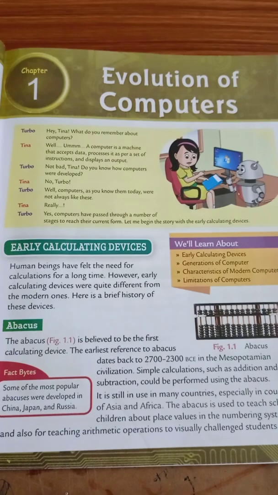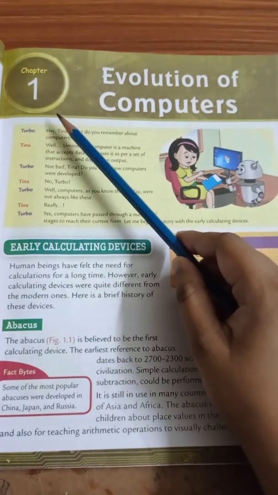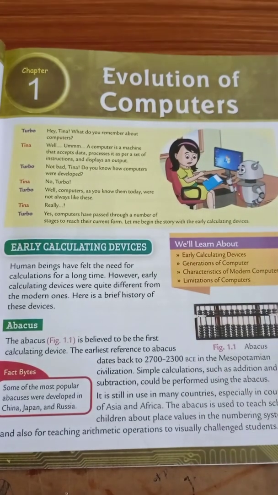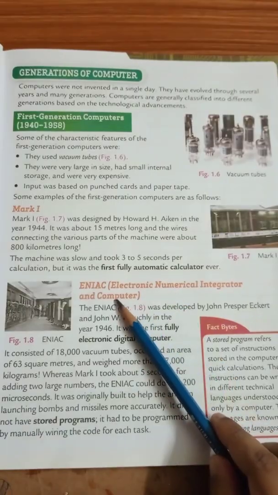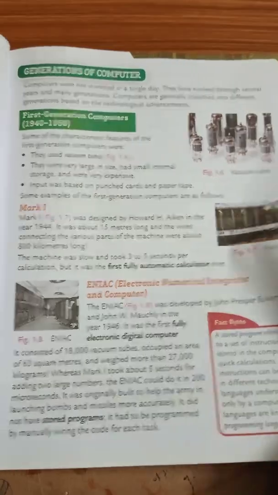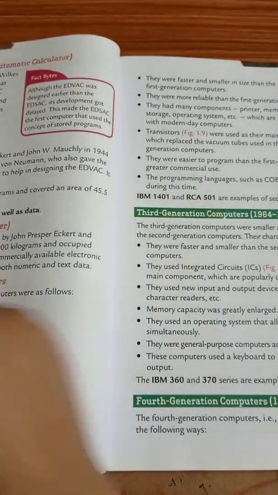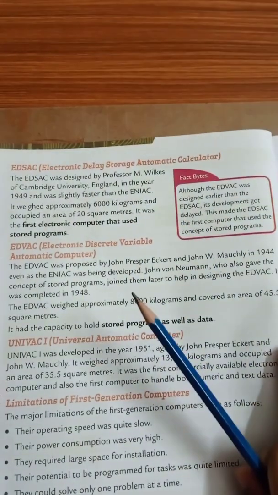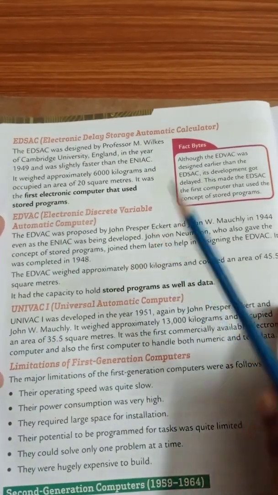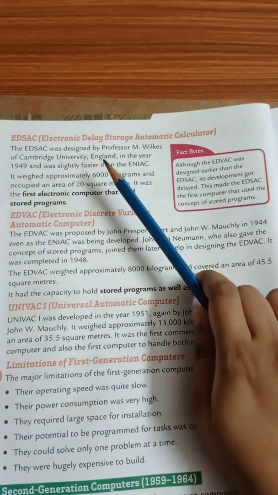In this class, I will discuss the second part of the first chapter, which is evolution of computer. In the previous video, I have already completed the first part, which is up to ENIAC. In this video, I will discuss the next part, which starts from the EDSAC. It is also a first generation computer.